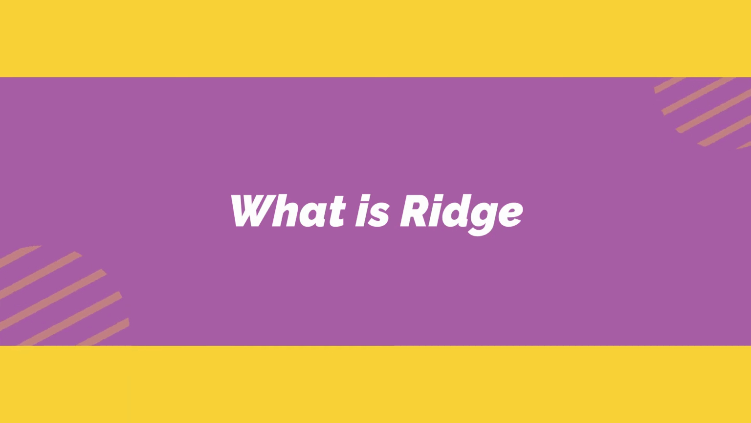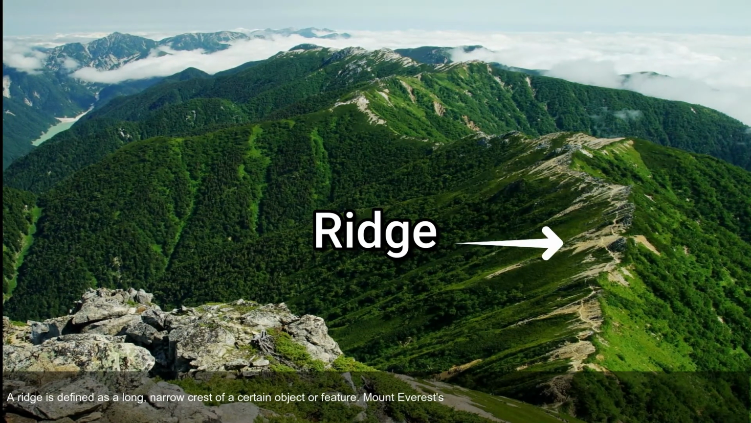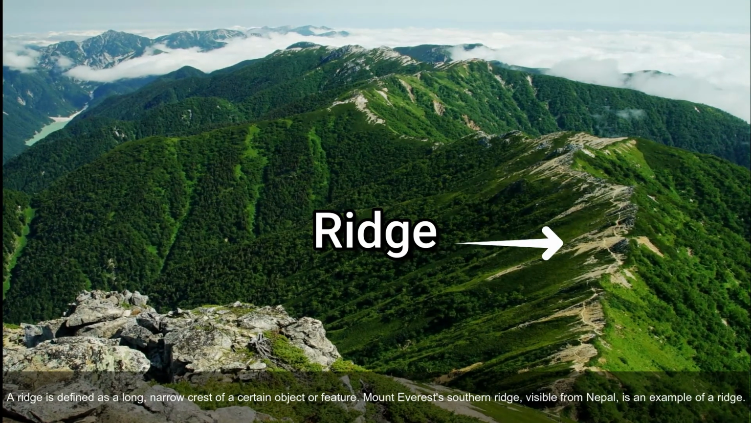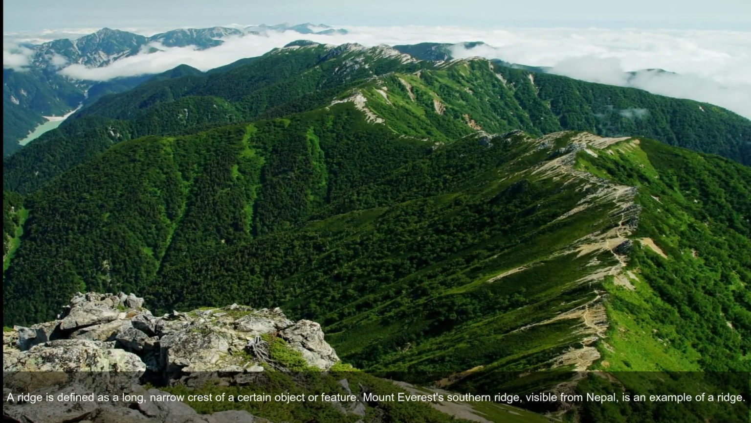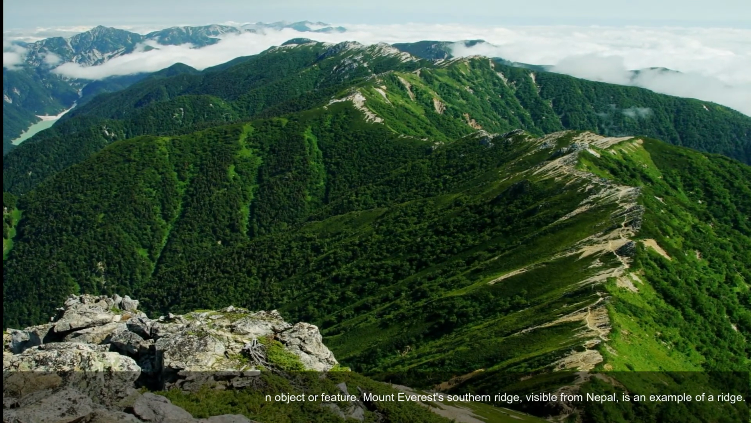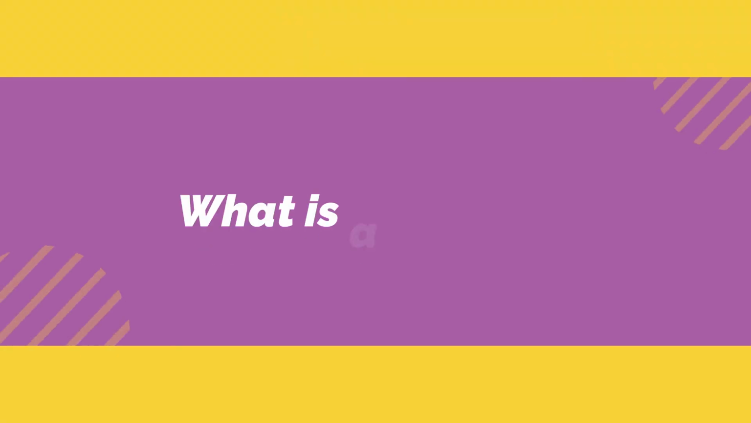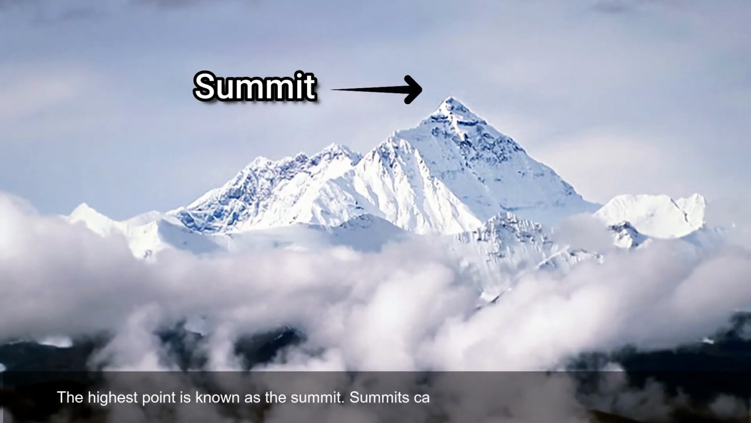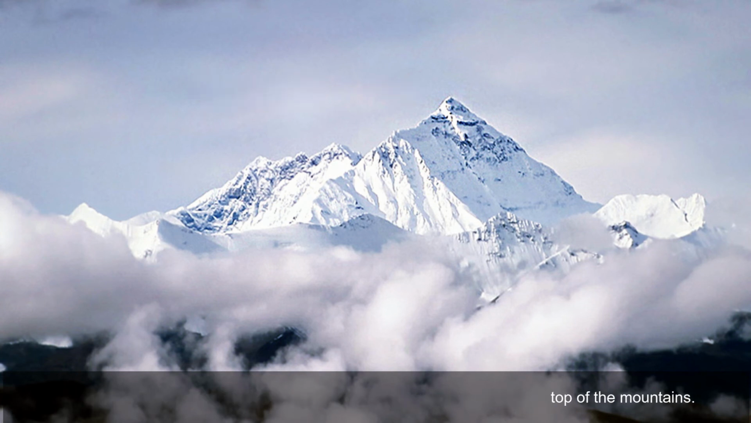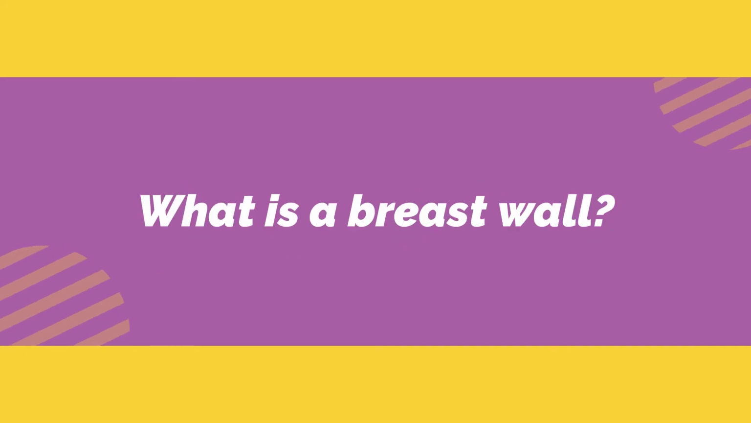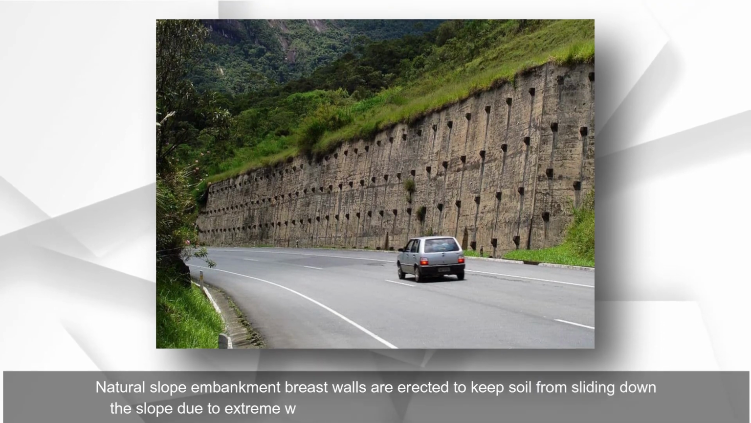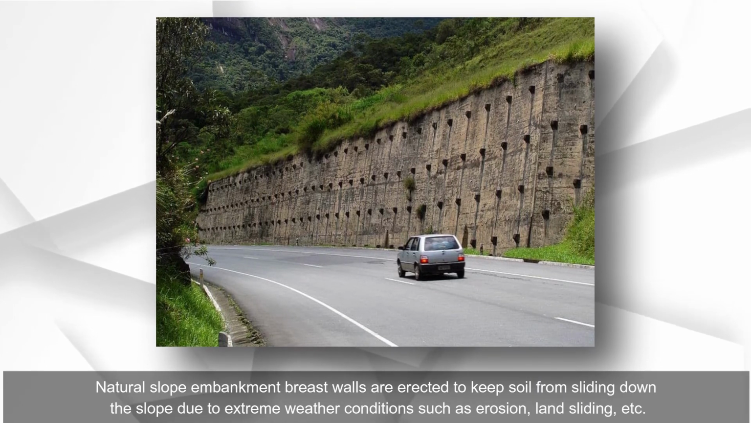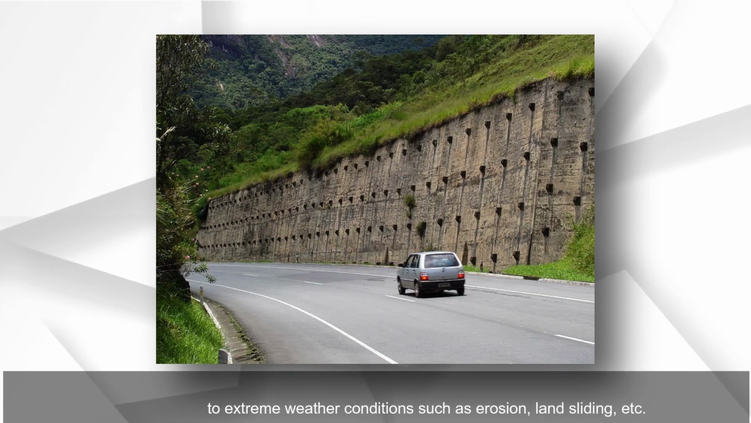What is a ridge? A ridge is defined as a long, narrow crest of a certain object or feature. Mount Everest's southern ridge visible from Nepal is an example of a ridge. What is a summit? The highest point is known as the summit. Summits can be found at the top of the mountains. What is a breast wall? Natural slope embankment breast walls are erected to keep soil from sliding down the slope due to extreme weather conditions such as erosion, landsliding, etc.